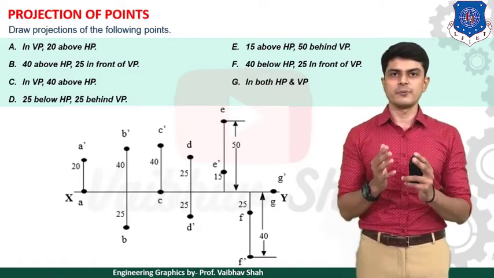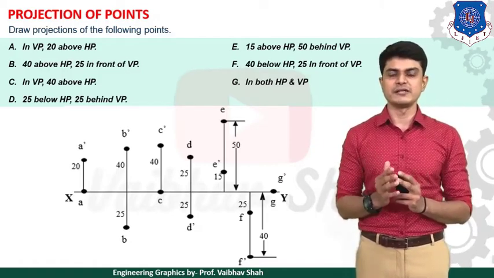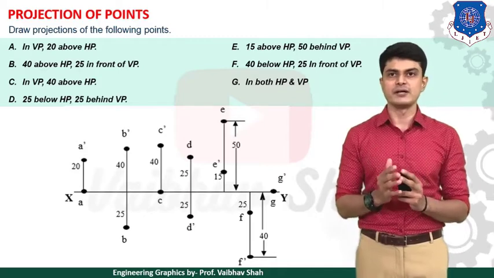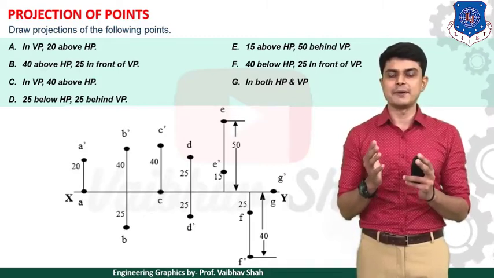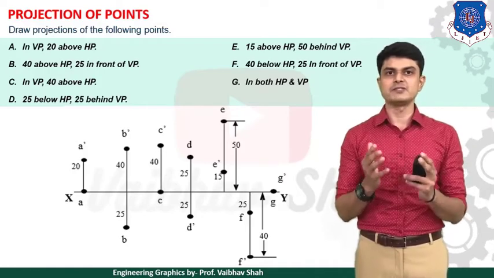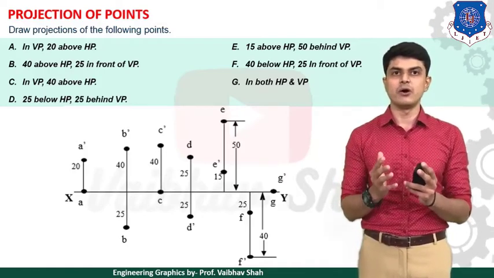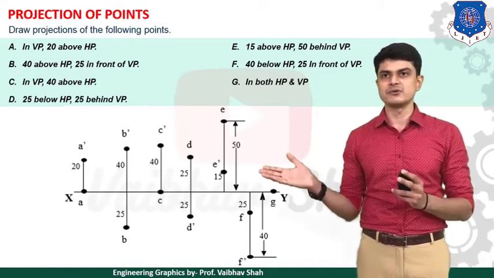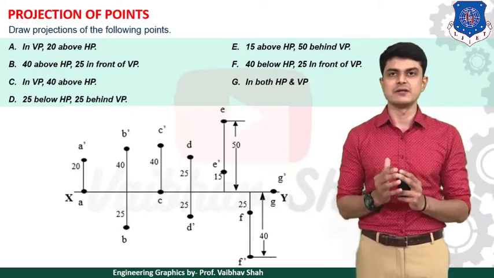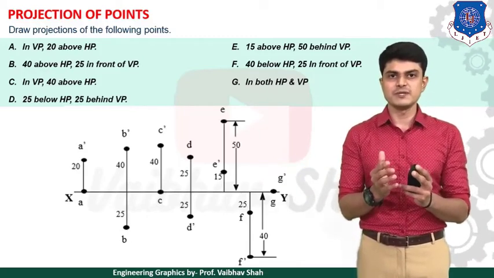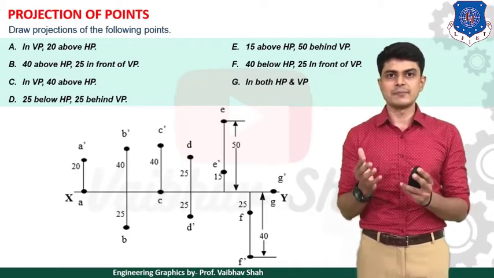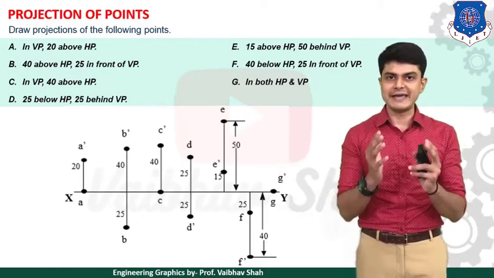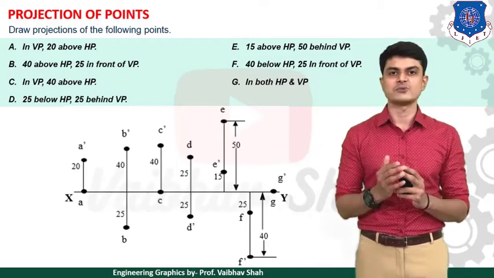Draw the projections of the following points, and we have points A to G. So let us start with the first, point A. Point A is in VP and 20 mm above HP. In VP means point A would be on the XY line itself. So here you can see point A is on the XY line itself. The point is 20 mm above HP, so point A dash would be 20 mm above the XY line. As you can see, point A dash is 20 mm above the XY line.